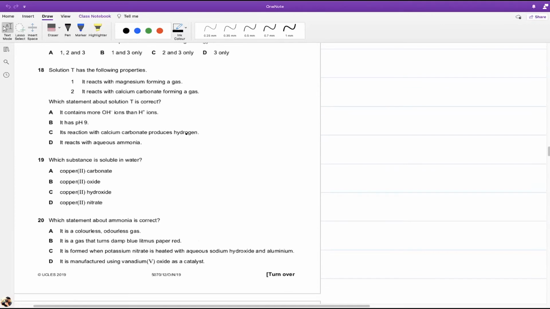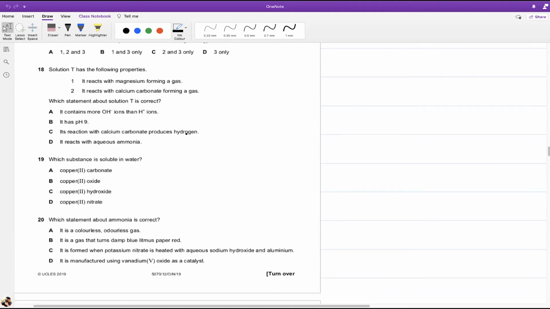Solution T has the following properties. It reacts with magnesium forming a gas. Okay, so there is some solution T which reacts with magnesium forming a gas. Where have we seen this? We have seen this when solutions of acids react with metals. Okay, it reacts with calcium carbonate forming a gas. Where have we seen that? Acids react with carbonates to give carbon dioxide gas. Okay, so both of those are characteristics of acids.